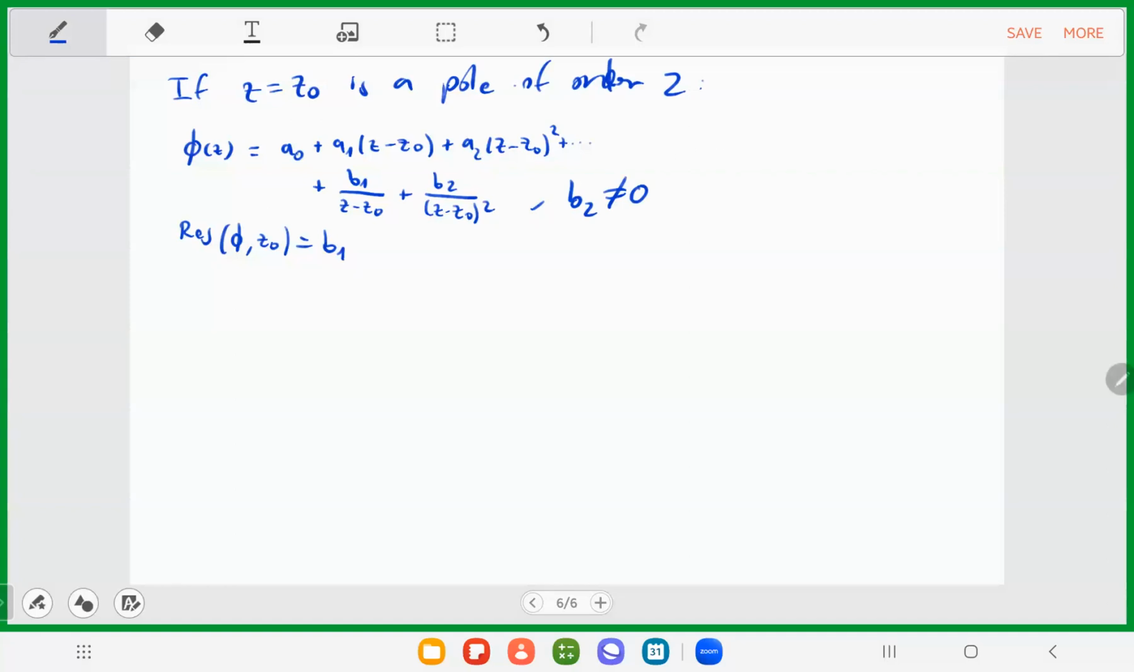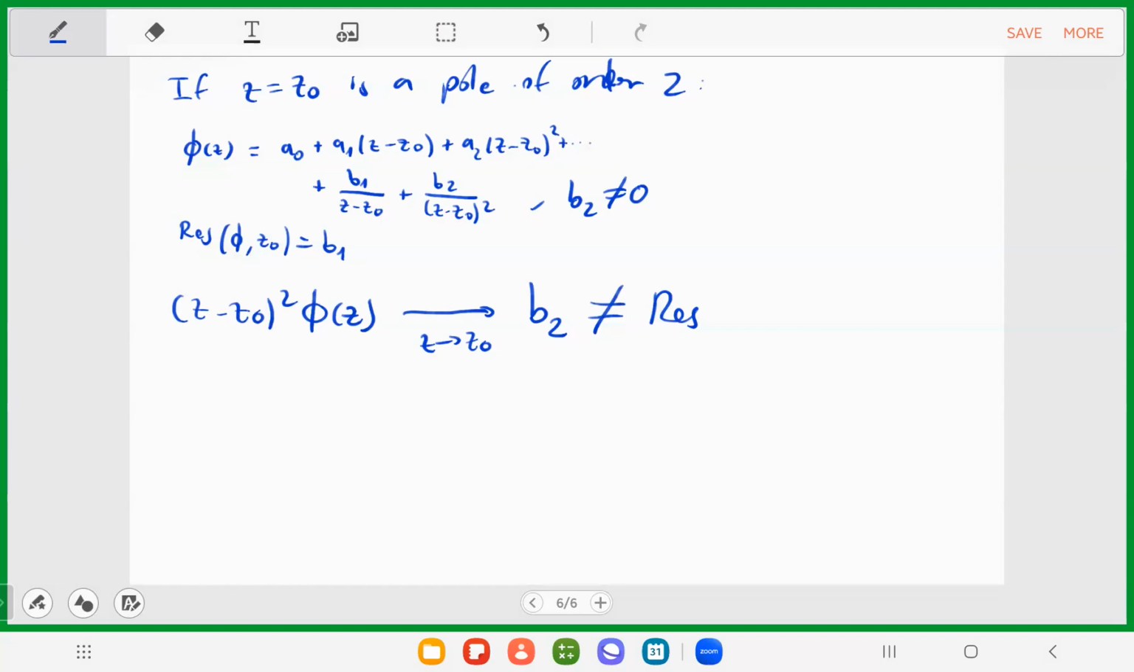So that means that if I multiply the function by, for example, z minus z0 squared, then what I get is not what I want. This function, when z goes to z0, will go to the number B2, which is not the residue. B2 is not the residue. The residue is always B1. So we cannot do it as simple as that.